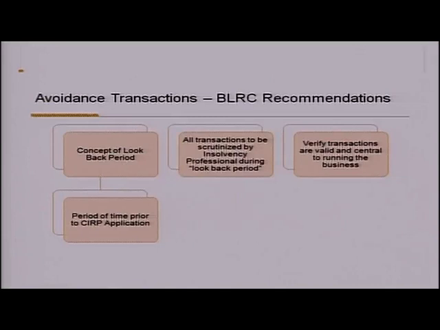Now, this concept of look-back transactions and the period of time is prior to the CIRP application. So whether the company is under CIRP or under liquidation, friends, the look-back period starts from the insolvency commencement date. If it is a related party transaction, the period will be 2 years prior to that. If it is a non-related party transaction, it will be 1 year. So all transactions need to be scrutinized by the insolvency professional during that look-back period. And not only verify, he then has to determine. Now, if some benefit has been given to a certain party, then of course those transactions need to be reversed on an application made to the adjudicating authority, that is NCLT.